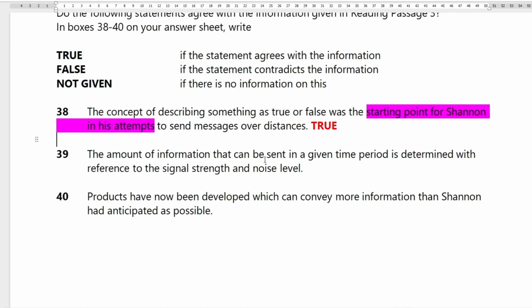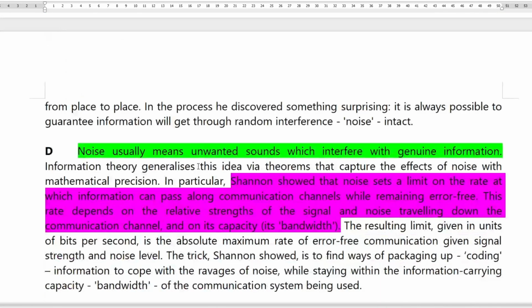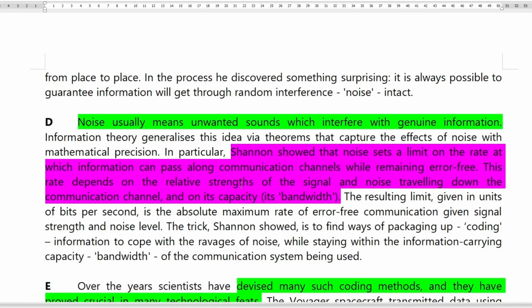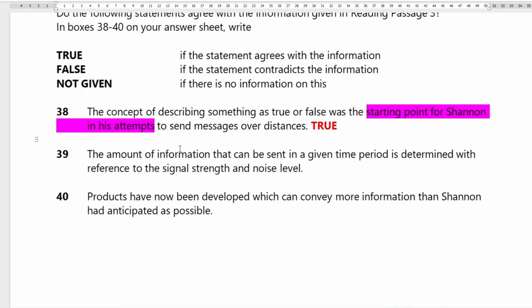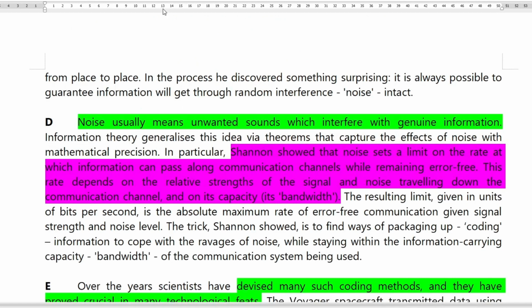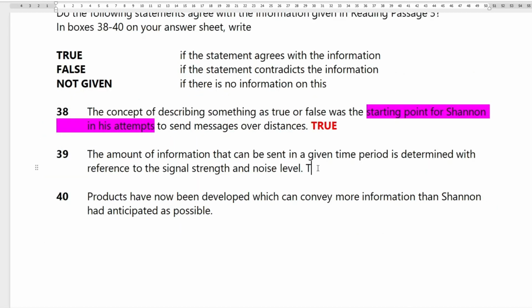However, the amount of information that can be sent in a given time period is determined with reference to the signal strength and noise level. That's another true, because we found here Shannon showed that the noise sets a limit and rate at which information can pass along communication signals while remaining error-free. This rate depends on the relative strength of the signal. So the amount of information that can be sent in a given time period is determined with reference to the signal strength and noise level, and noise traveling down the communication. So that's another true for us. So we're gonna take true.